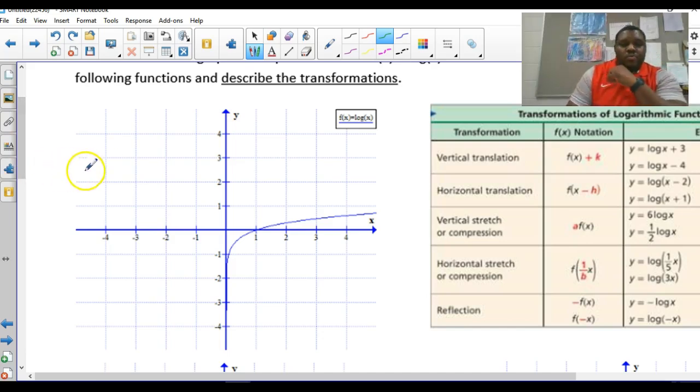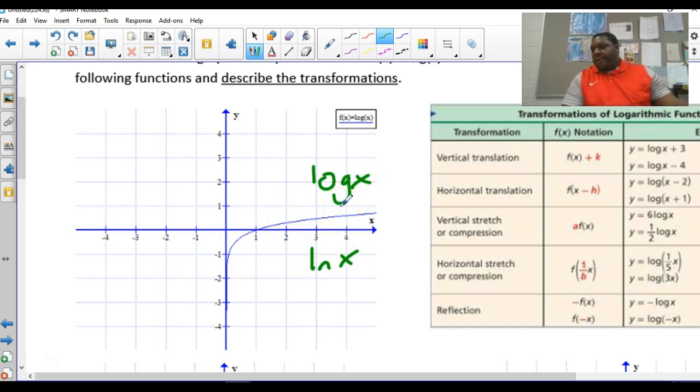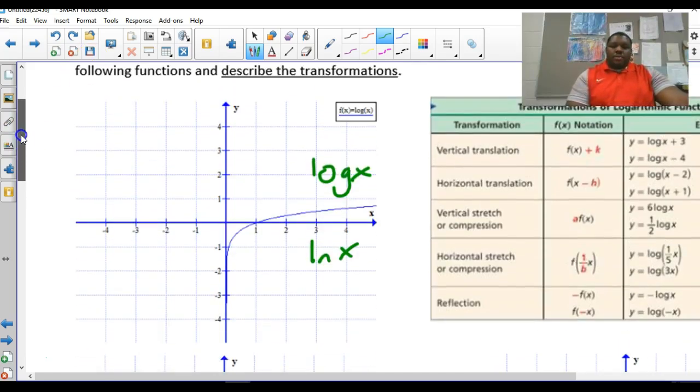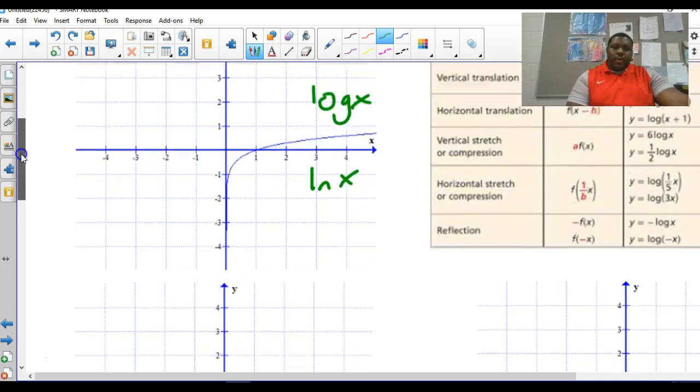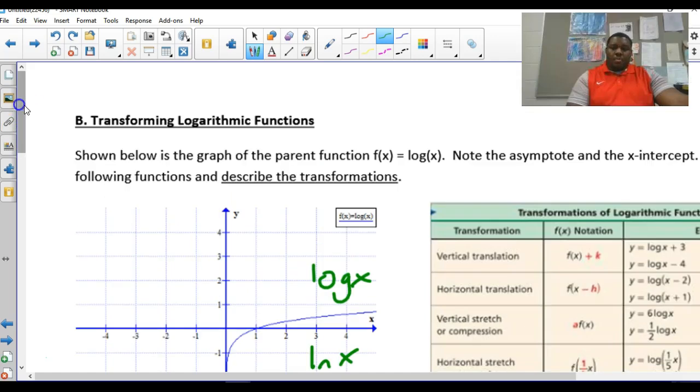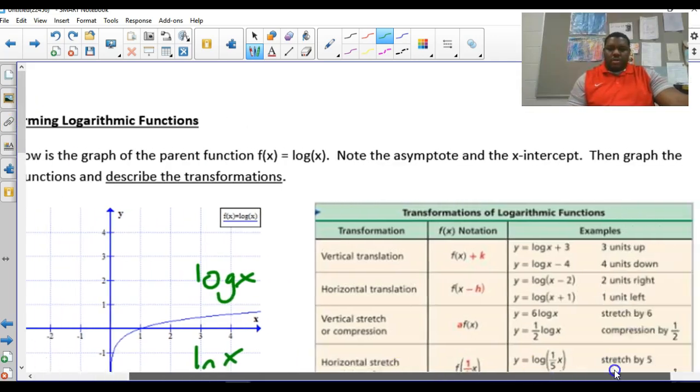All right. This is your parent function for log. This is for regular log and natural log of x. This is the parent function. They look the same, because it's the same function, actually. So here's what we do. We've got two equations down here. Oh, by the way, I just want to show y'all this. Let me go over this with y'all.